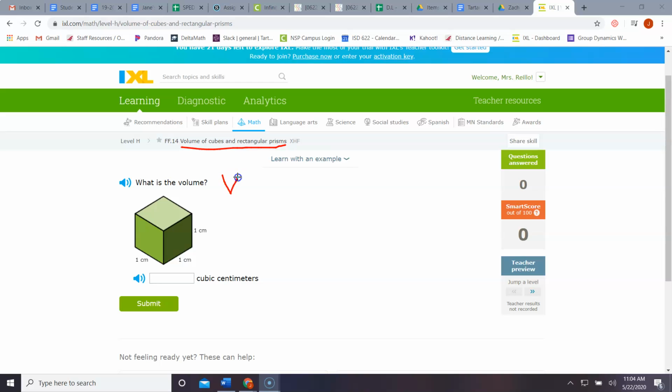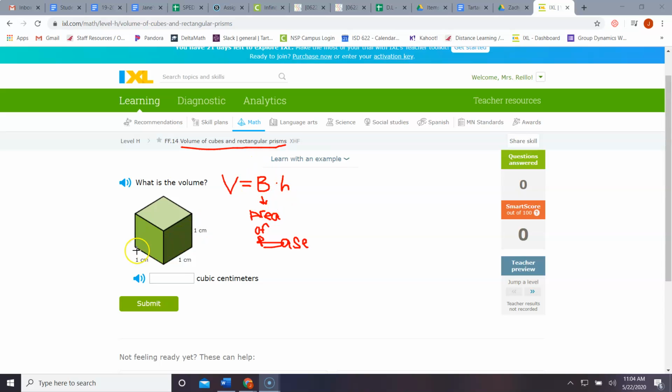The formula that I'm going to suggest you use is volume equals big B. And if you remember from surface area, big B actually stands for the area of our base, times the height of our object.